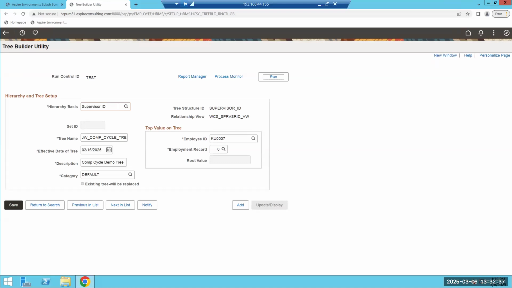However you want to create a tree, you can, but it's pretty much going to boil down to this: if you're doing a position-based tree, then everybody's position needs to be represented within that tree. Or if you're doing supervisor ID, then everybody's employee ID and EMPL record number need to be represented in that tree.